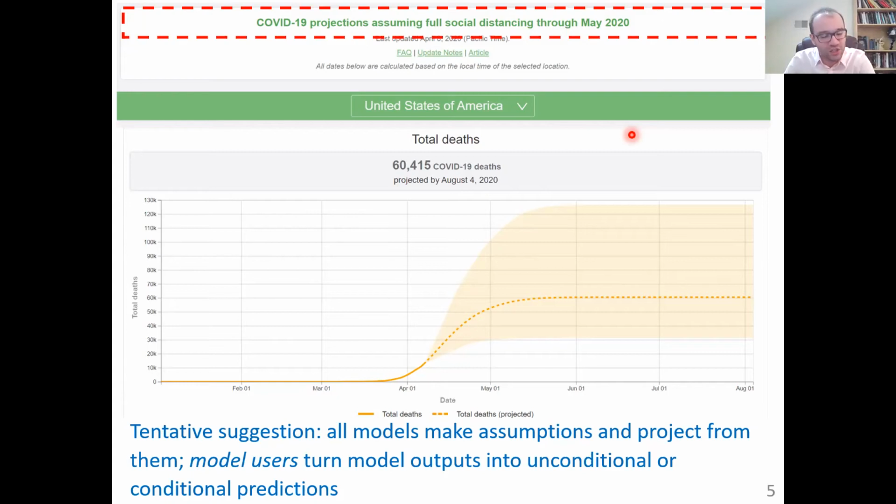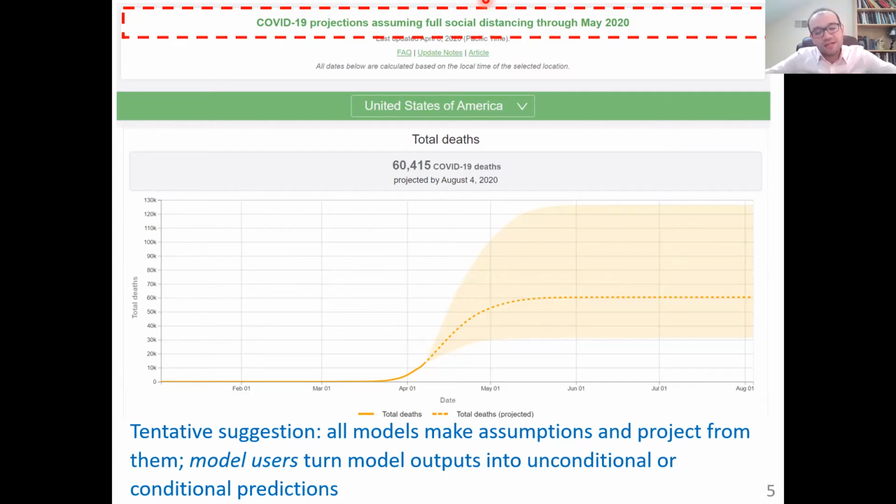But my tentative suggestion is that I'm not so sure it actually makes sense to apply this conditional, unconditional prediction or forecast, projection distinction to the level of the model and its outputs. After all, if we're taking it that projections follow from certain assumptions, then all models make assumptions in the form of the parameters they adopt or the structure of the model. So then it seems like all models are just making conditional predictions and there's no use in drawing this distinction at all. Moreover, a model doesn't know whether or not the relevant assumptions obtain, right? If I'm a model, I don't know whether the structure and parameters that I'm representing apply in the real world.